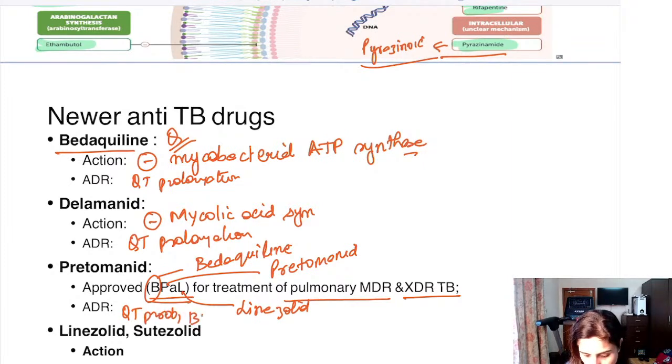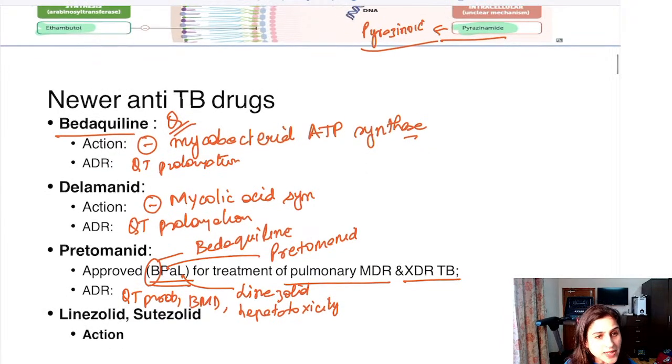It can cause bone marrow depression, bone marrow suppression, and it can cause hepatotoxicity. ठीक है, so ये इसके important ADRs हैं.